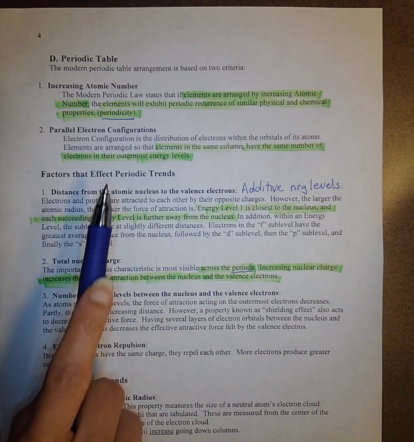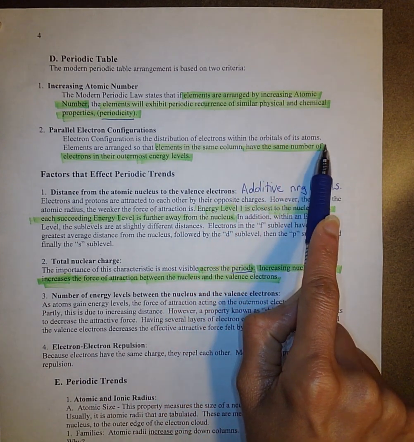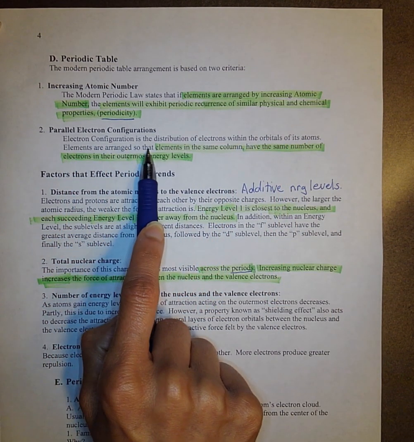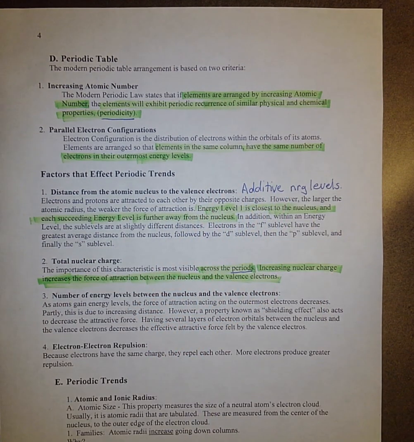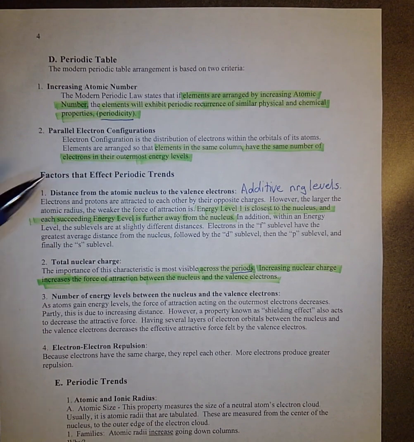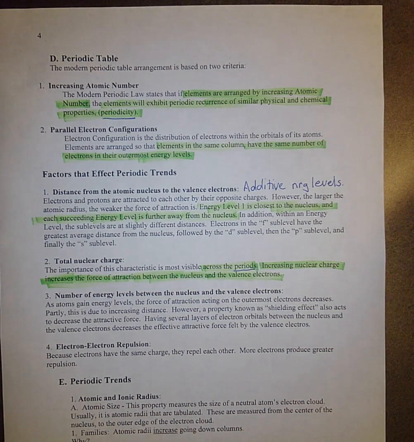Okay, so electron configuration is the distribution of electrons within the orbitals of an atom. Elements are arranged so that elements in the same column have the same number of electrons in their outermost energy level. When we say outermost energy level, realize, you guys, that we are talking about those valence electrons.